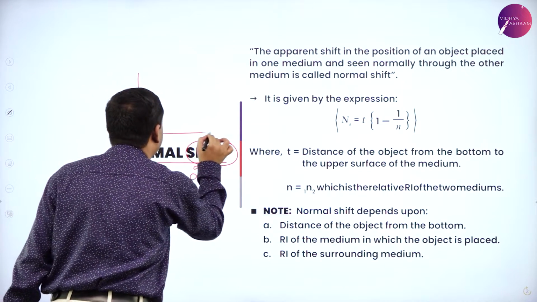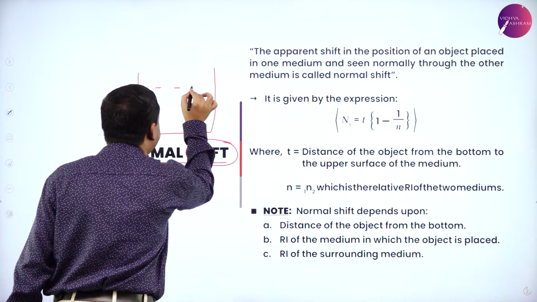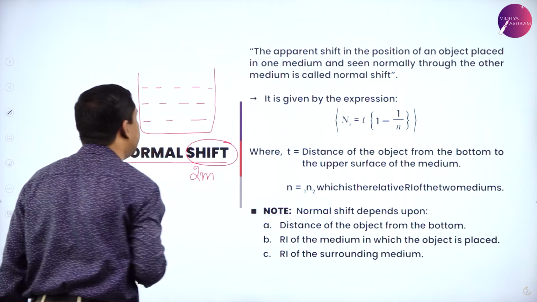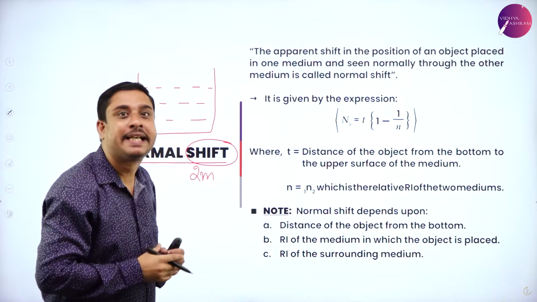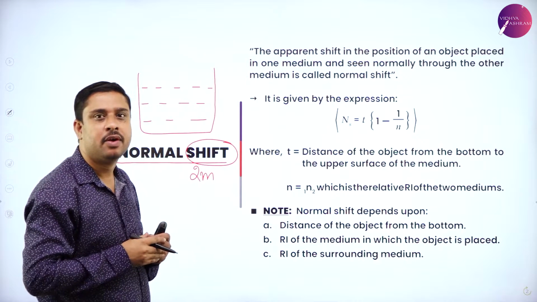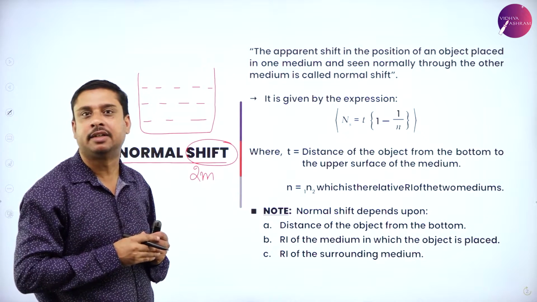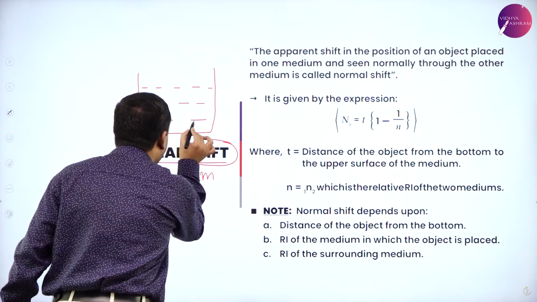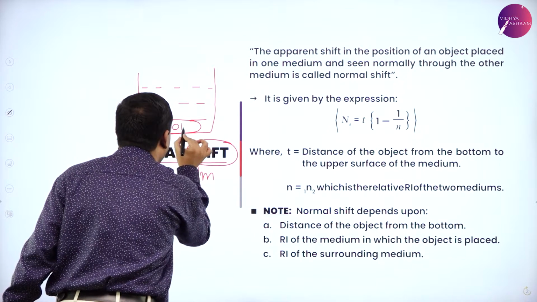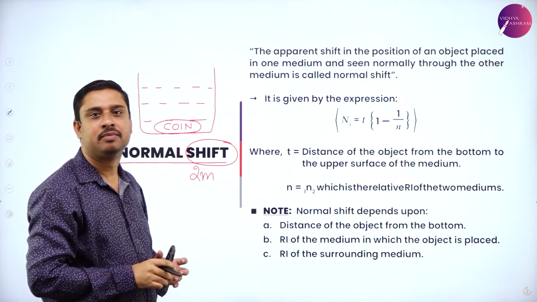I assume there is a beaker which is filled with water. A beaker which is filled with water. And at the bottom of this beaker, I have placed a rupee coin.